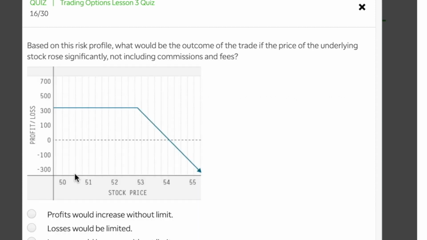Based on this risk profile, what would be the outcome of the trade if the price of the underlying stock rose significantly, not including commission and fees? If it rises significantly, you are losing money. Losses would increase without limit because there doesn't seem to be a cap to the losses in this graph.